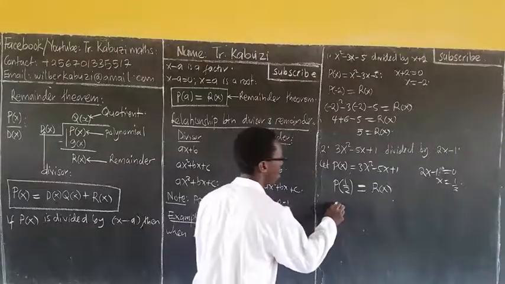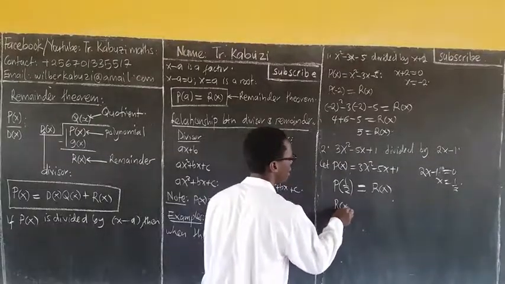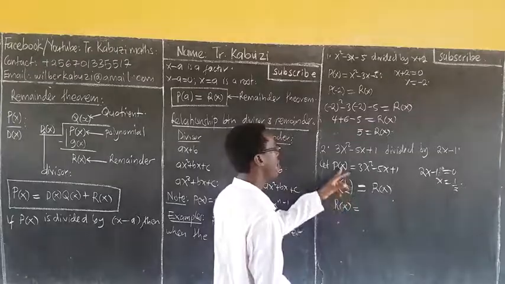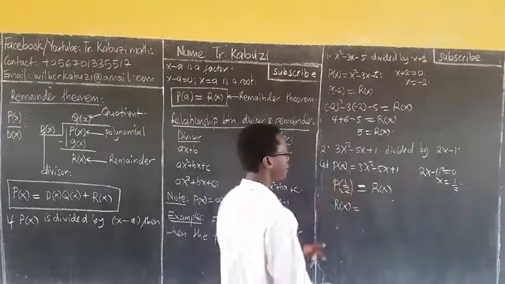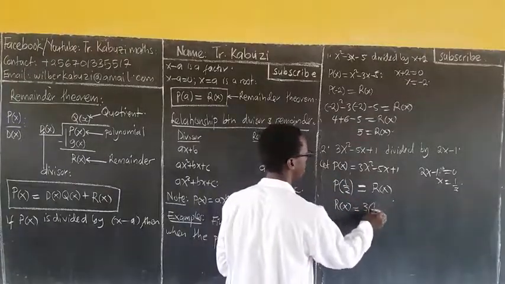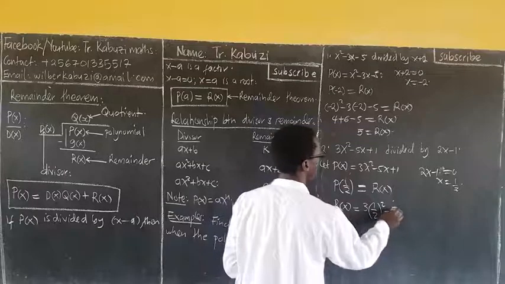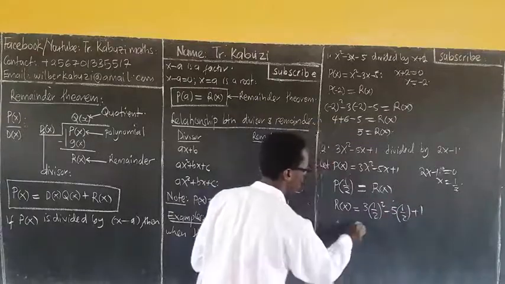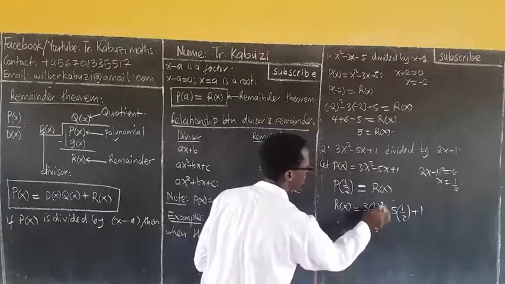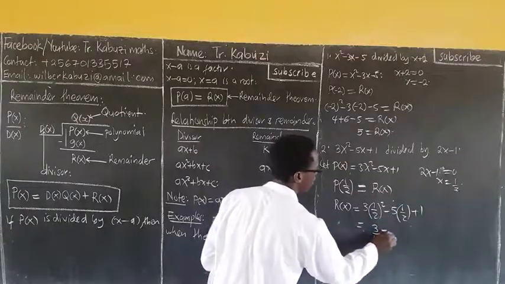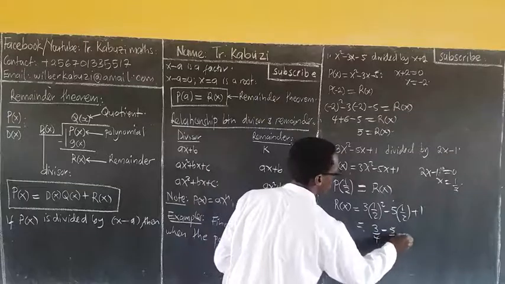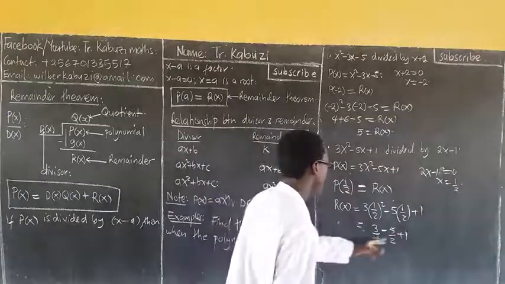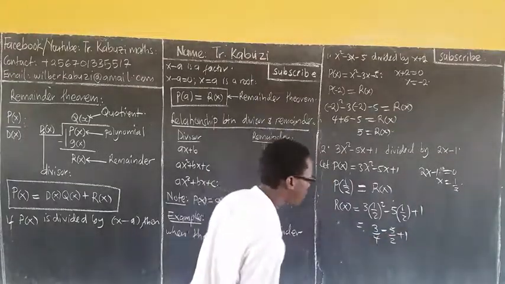So now my remainder will be the remainder of x. I'm going to put where there is x, I put a half in this function. So here I'm going to do a half squared minus 5 into a half, then plus 1. This will be 1 over 4. Minus 5 over 2 plus 1. And then you simplify this.